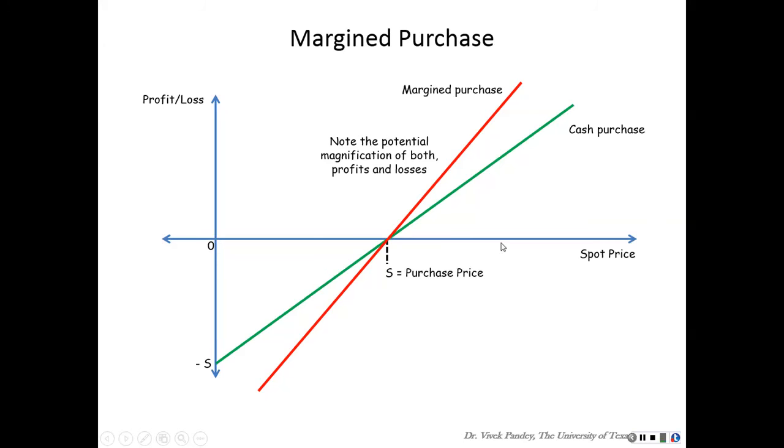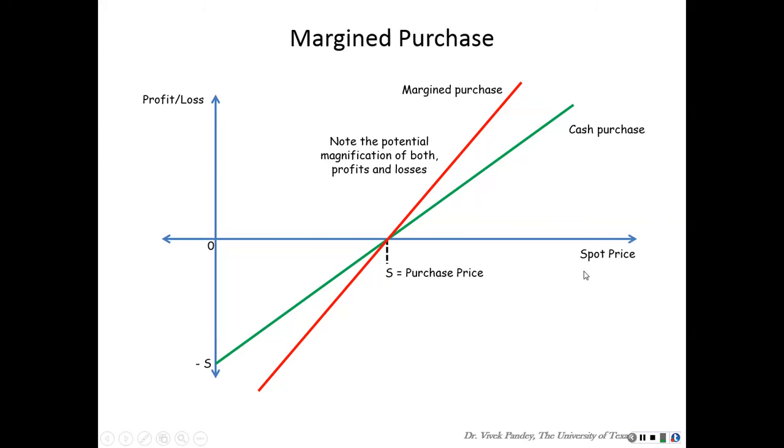If you look at 60, that's $10 profit on top of $50 investment, a 20% gain. If I put up the entire $100 myself, then the $10 profit would only amount to a 10% gain, right? So with margin, both our gains and losses are magnified, right? And you can see that over here.